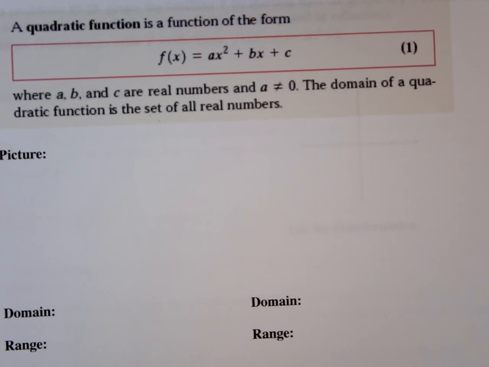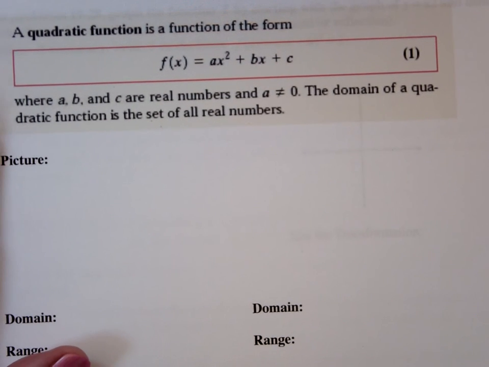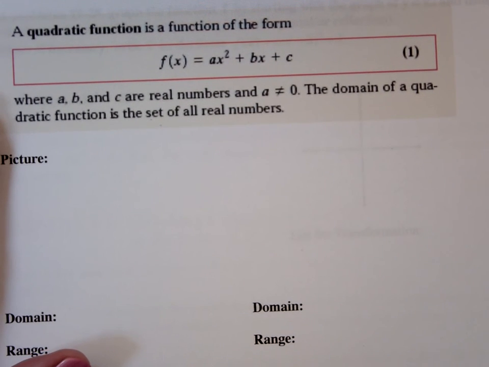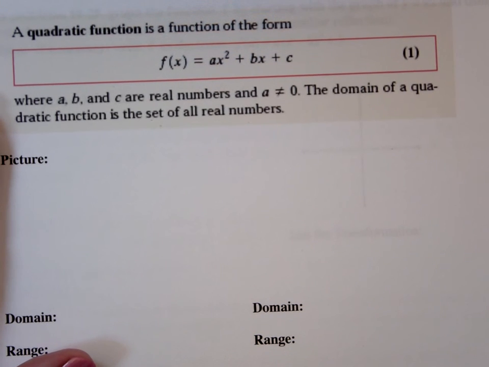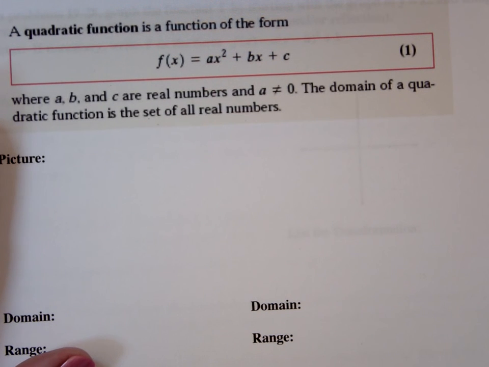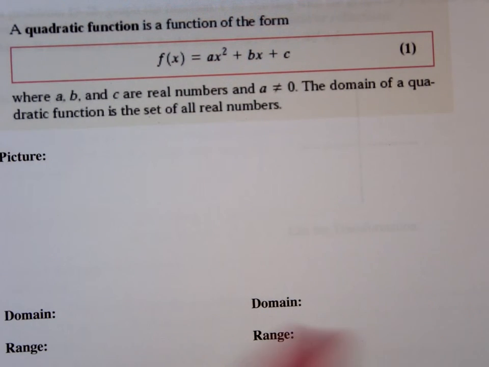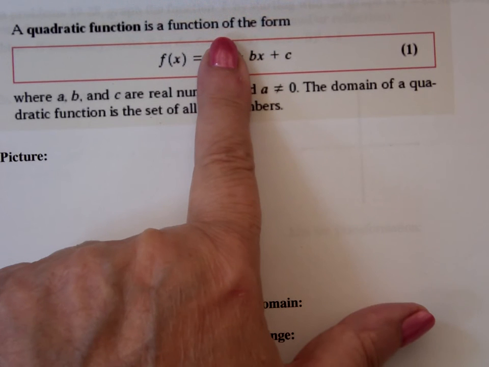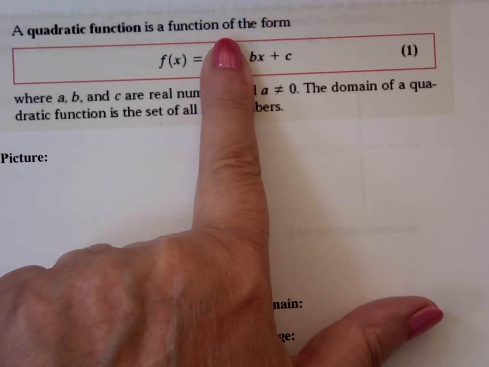Okay? And so our next one is going to be degree 2. So we finished with degree 1. We're now on degree 2. And this is another one you're familiar with. A quadratic function is of the form f of x equals ax squared plus bx plus c, where a, b, and c are real numbers. A can't be 0, because if a is 0, then it's linear.